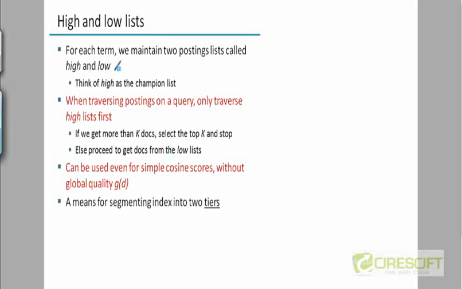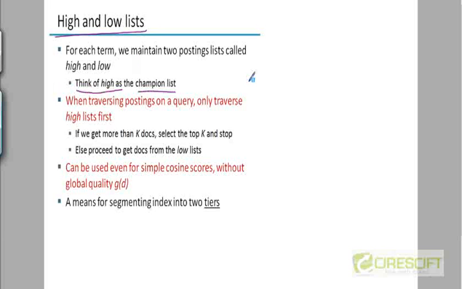Now, sometime back I mentioned that usually there will be multiple indexes. You can think of every postings list as being present in two forms. There's something called a high list, and there's another postings list called a low list for every term. So think of every term as now having two postings lists, one containing high priority documents and the other containing lower priority documents. For example, we can think of the high list as the champion list.